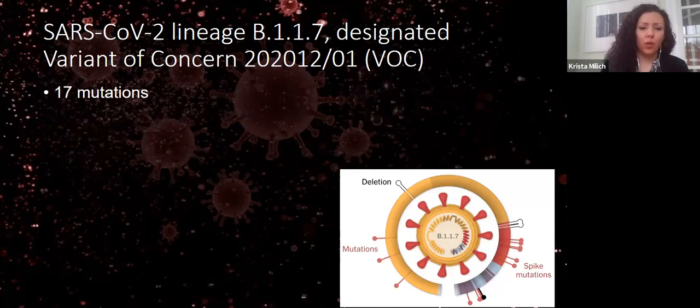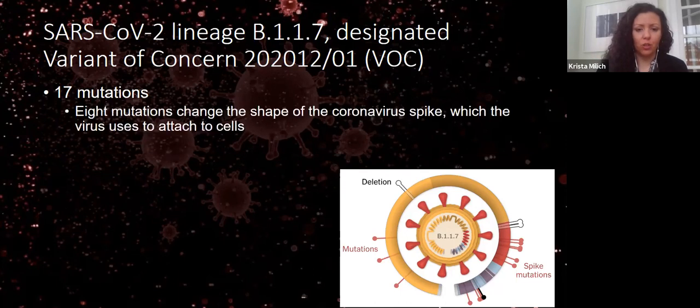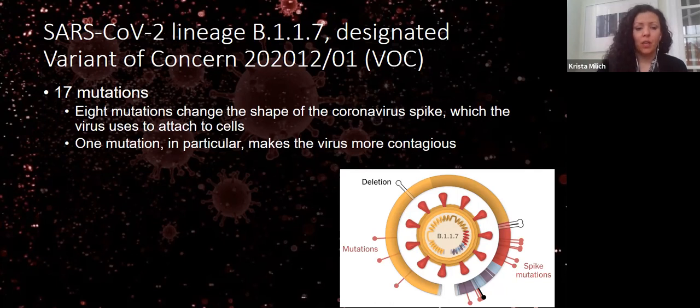Okay, so this B117 variant has 17 mutations. So the mutations that have been identified that vary in this strain compared to the original SARS-CoV-2 that people were studying, that genome that was sequenced, there are 17 mutations. 8 of these mutations change the shape of the coronavirus spike, which as I mentioned before, is what the virus is using to attach to cells. So this change in shape of the spike is really important.